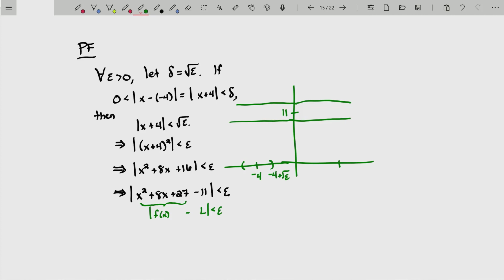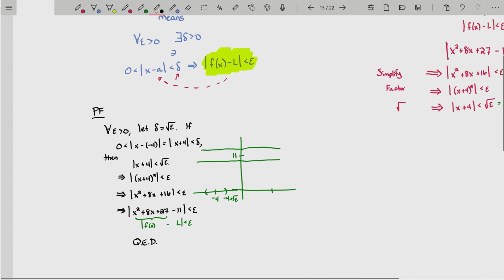And they say, wow, that's pretty amazing. How'd you do that? And you say, I don't tell my secrets. So QED, that is done. Quod erat demonstratum, so it has been proven.